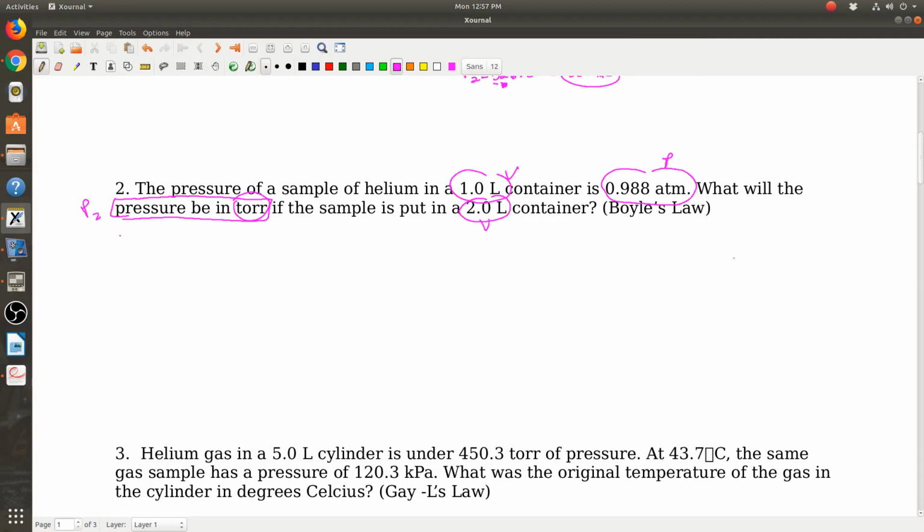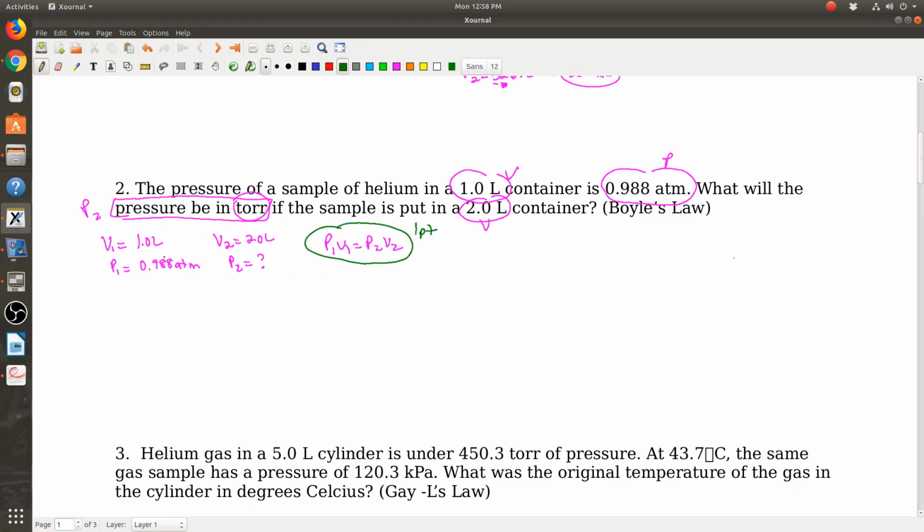So first I'm going to list my variables. We have volume 1. My volume 1 is 1.0 liters. My pressure 1 is 0.988 atmospheres. Volume 2 is 2.0 liters. And pressure 2 is my unknown. Now, they want us to give the pressure in torr, and there's 2 ways to do that. I could change these atmospheres to torr initially, or I could calculate for the pressure and then turn it to torr. So I'm going to do it the second way this time. Okay? So P1 V1 equals P2 V2. That is that thing you have to do for 1 point.